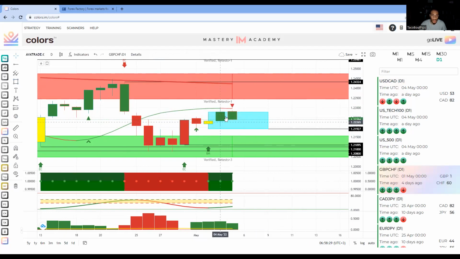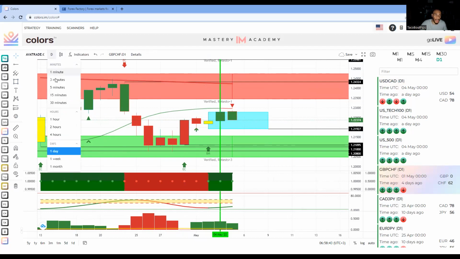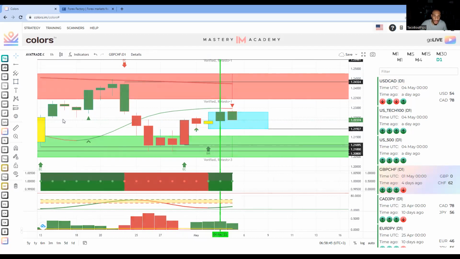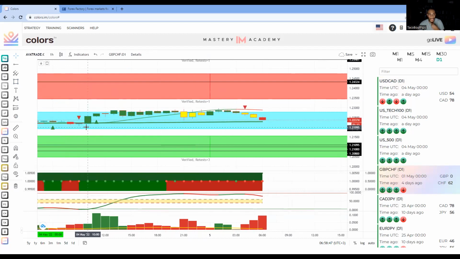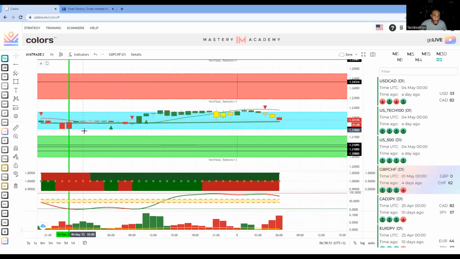All right. So we box that up, and we would have waited for that candle to close and then put our vertical line on the next one. We're going to make this green to let us know we're looking for buys. And then we drop down to our 1 hour. All right. So we drop down to our 1 hour, look for green triangles.